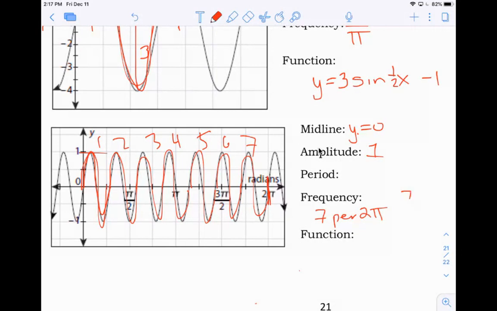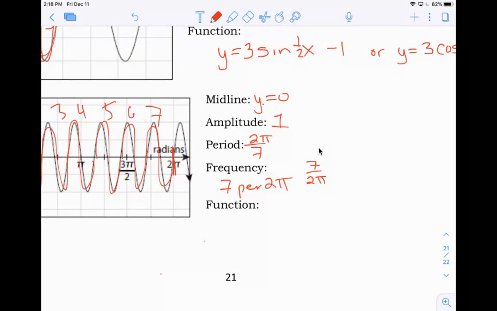No, we don't have to have 1 over, just because all of our other ones have had 1 over 6 pi, 1 over 4 pi, 1 over 6 pi, 1 over 2 pi, whatever it is, right? It doesn't mean we have to have 1 over. The frequency here is 7 per 2 pi, which means if you flip that, the period is going to be 2 pi over 7. Cool. So that's an easy way to use frequency to figure out your period instead of using period to figure out your frequency.